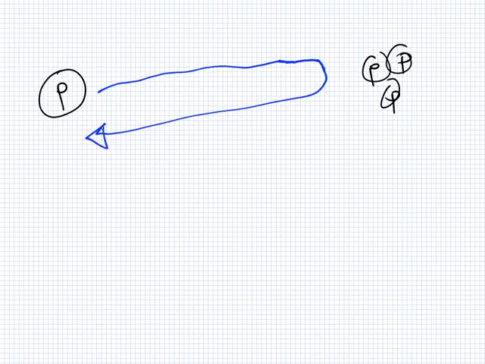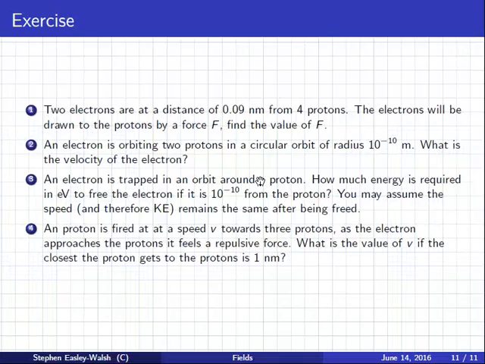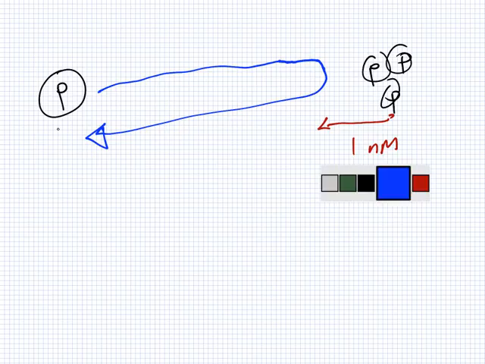So what I had here was 1 proton and then 3 protons. And what will happen is, as this gets closer, it will slow down, stop, and then get pushed back away. Yeah. Now, let's have a look here. What is the V if the closest it gets is 1 nanometer? So, let's have a look at the energy here. What energy does this have here?